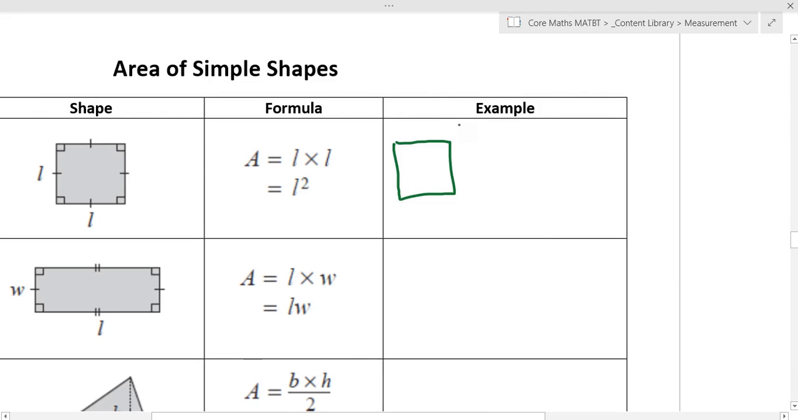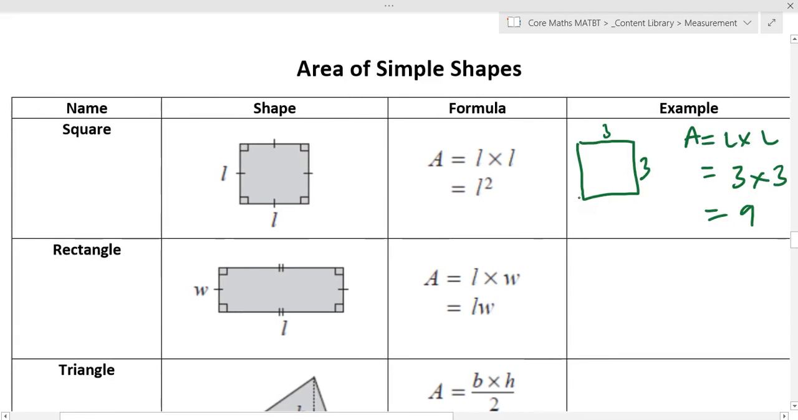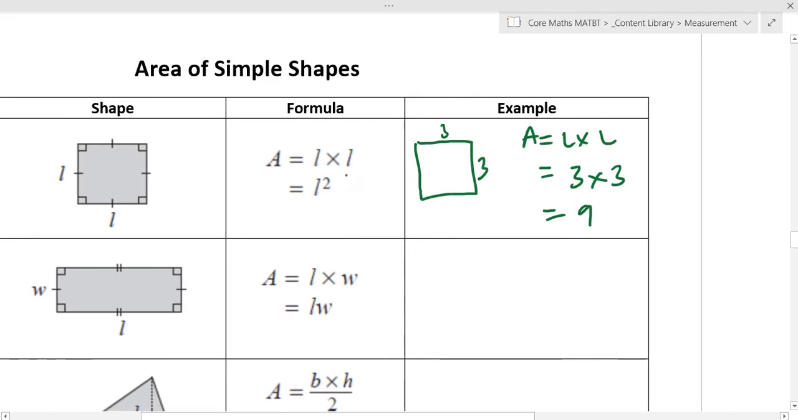A square, as we know, has the same dimensions, so that can be like 3 by 3. The example of it would be area equals length times length, which equals length squared, which just means length times length. So you can just go 3 times 3, which equals 9. How would you do it the shortcut way?